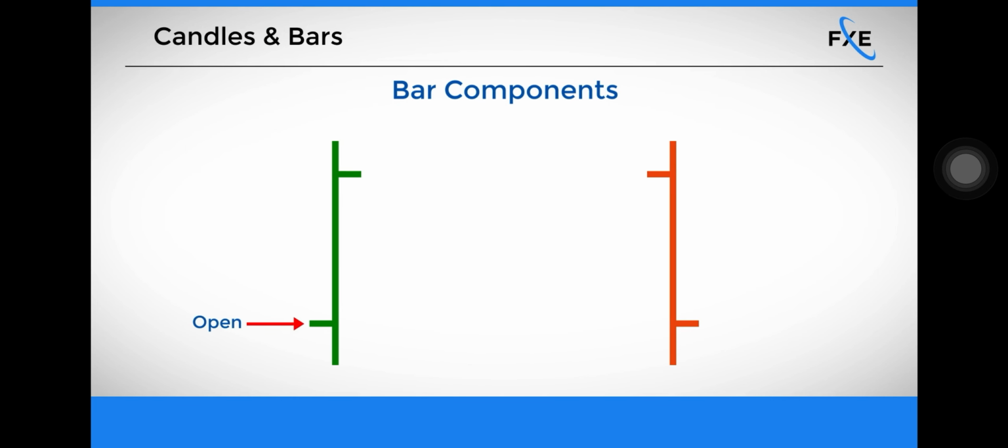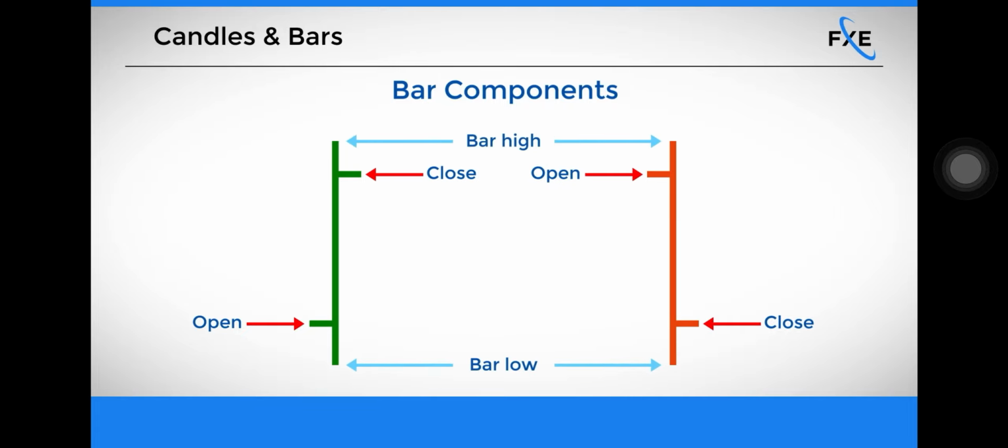The open price is always represented on the left-hand side with a handle, and the close is represented with the same size handle on the right-hand side. The distance between the low of the bar and the high of the bar is called the range, and it is this distance that provides the information you need to know about the price behavior for that particular time frame.